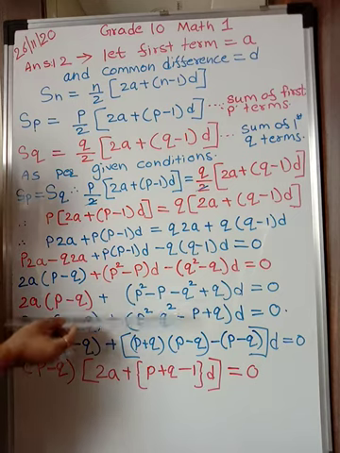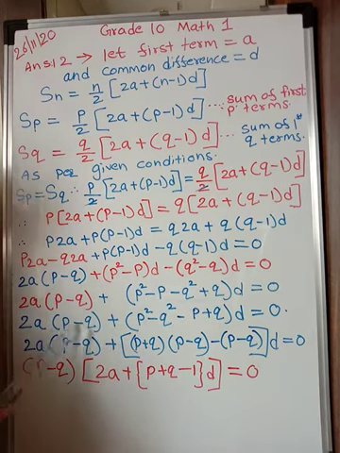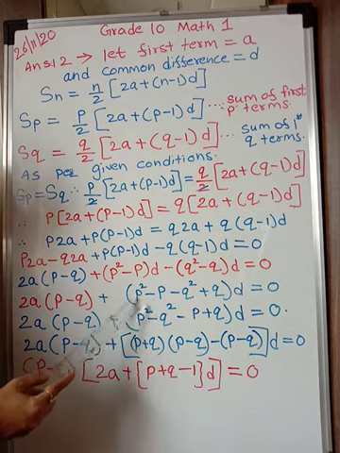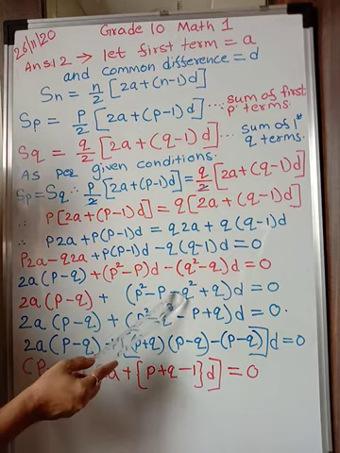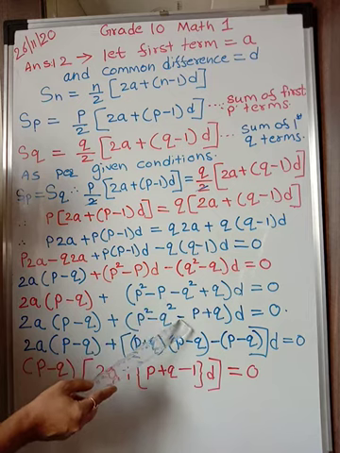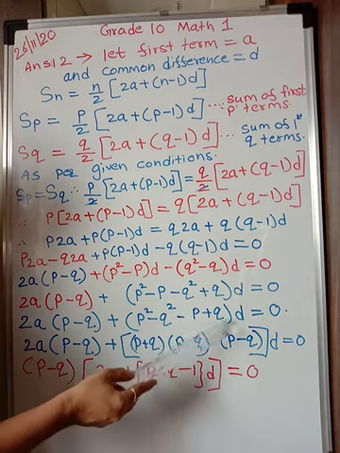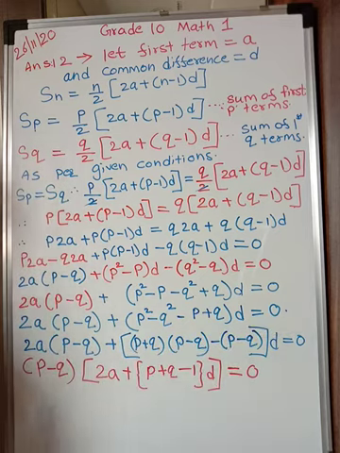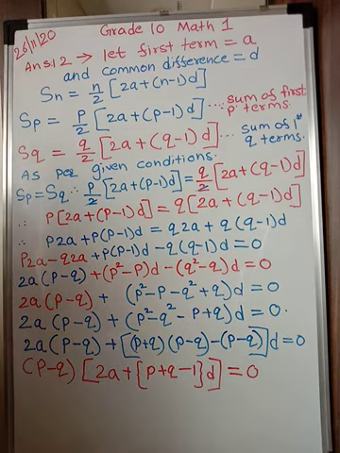So, now look what I am saying. 2a, p minus q remains as it is. Here I am just rearranging the terms. p square I have written first, minus q square, minus p and plus q. This whole bracket is multiplied by d, which is equal to 0. Have you understood, students? Okay?